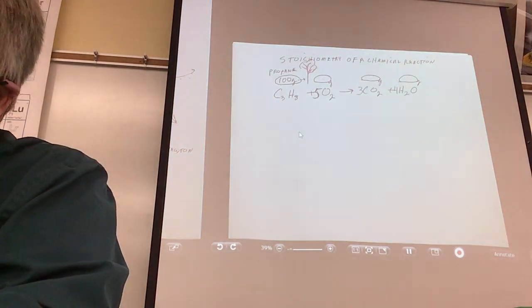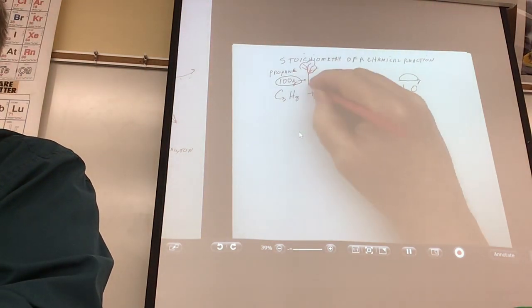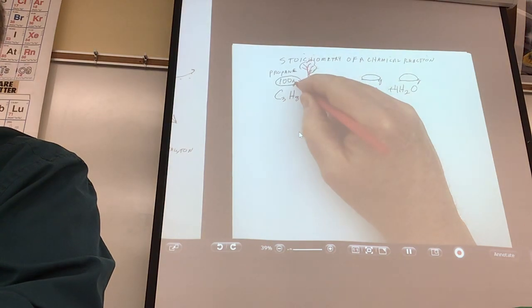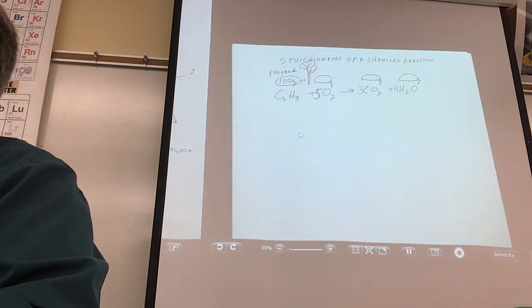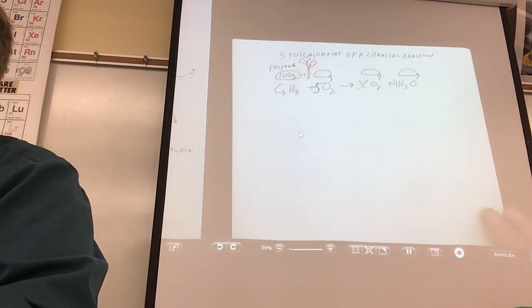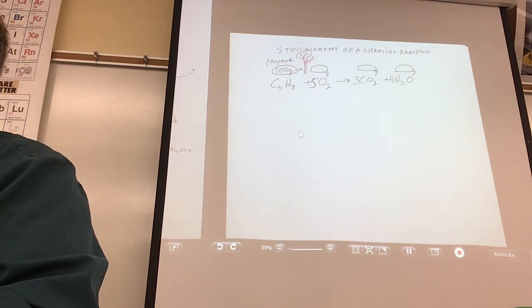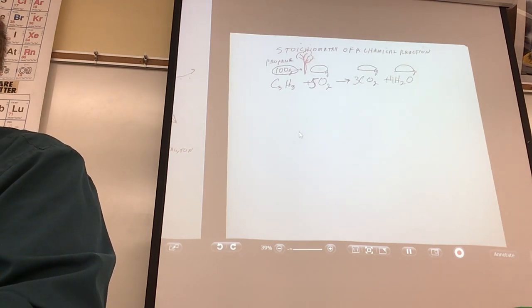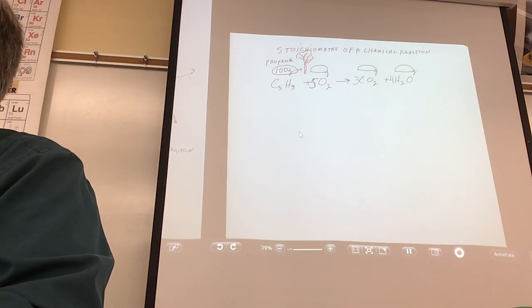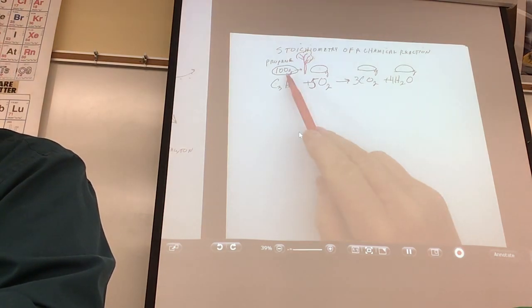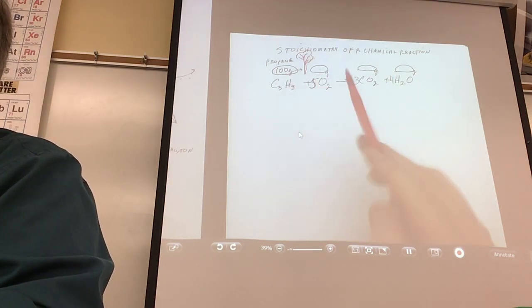So you can't go from grams to grams. Why not? There's a tree there. It's a chemistry tree. The reason I want you to remember that is it looks logical to simply go from grams to grams, but you can't.